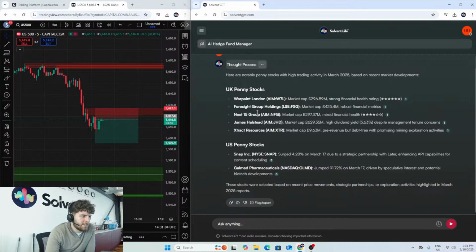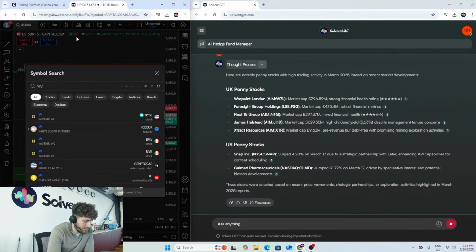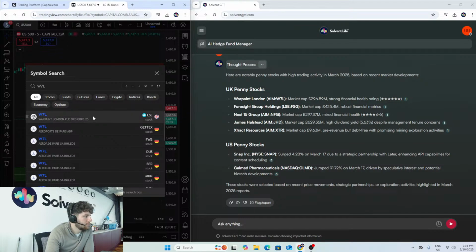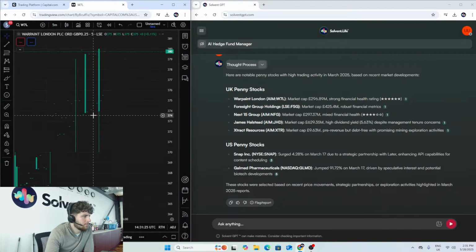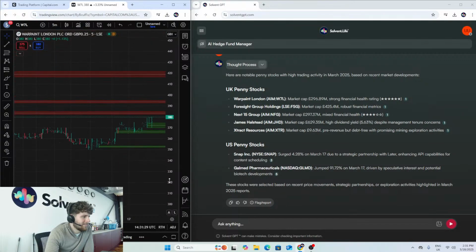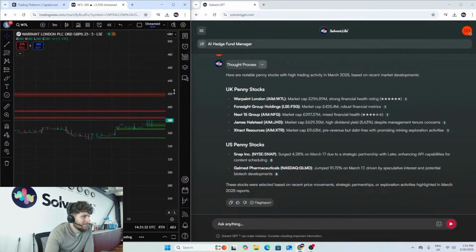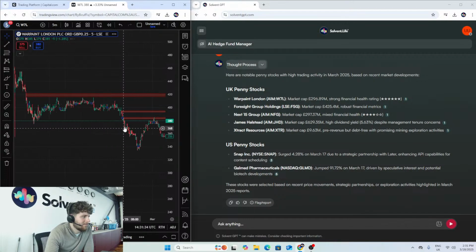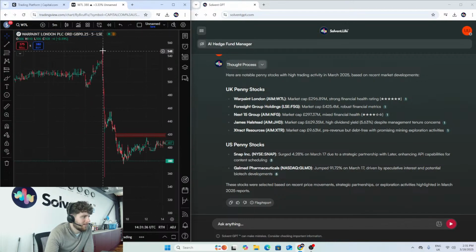So some very interesting picks here. Warpaint London. I think that's something we can take a look at. UK and US penny stocks. Let's take a look at this. W7L. Okay, W7L. The London Stock Exchange. Interesting.